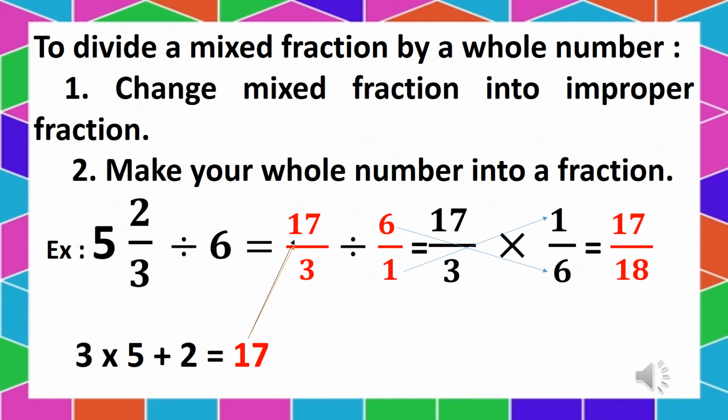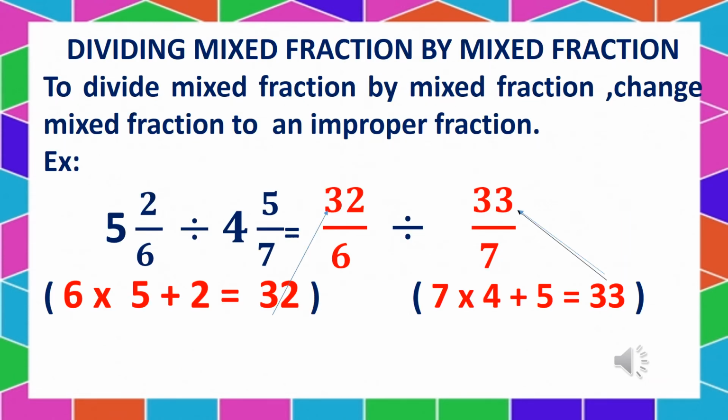Okay, let's proceed now to multiplication. We have 17 times 1, we have 17. 3 times 6, the result is 18. So the result of our multiplication is 17 over 18. Looking at the numbers, class, we can no longer reduce this fraction because the numerator is a prime number. There is no other factor for 17 except 1 times 17.